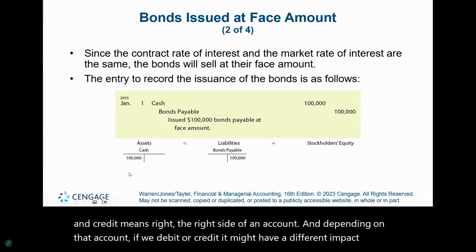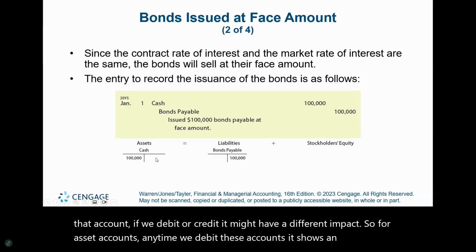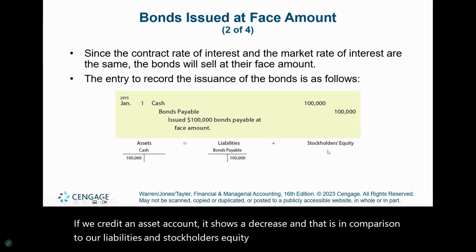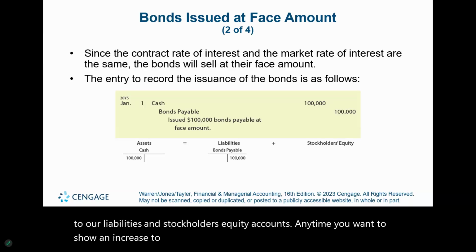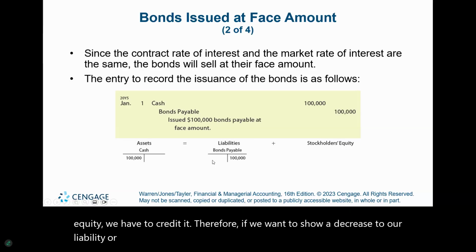So for asset accounts, anytime we debit these accounts, it shows an increase. If we credit an asset account, it shows a decrease. And that is in comparison to our liabilities and stockholders' equity accounts. Anytime we want to show an increase to these types of accounts, liabilities and stockholders' equity, we have to credit them. Therefore, if we want to show a decrease to our liability or stockholders' equity account, we must debit those accounts.